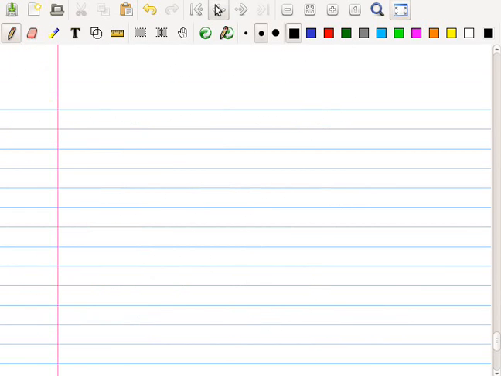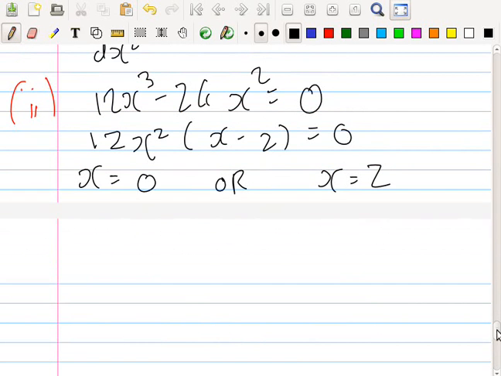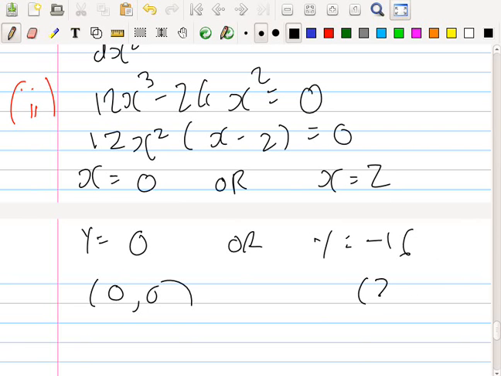But I should also find the y. So if I put in 0, I get 0. And if I put in 2, 2, 4, 8, 16 times 3 minus 8 times 2, 4, 8. So 48 minus 64. Minus 16. So there are my 2 points. What did you get y from? I put the x's back into the equation at the start.